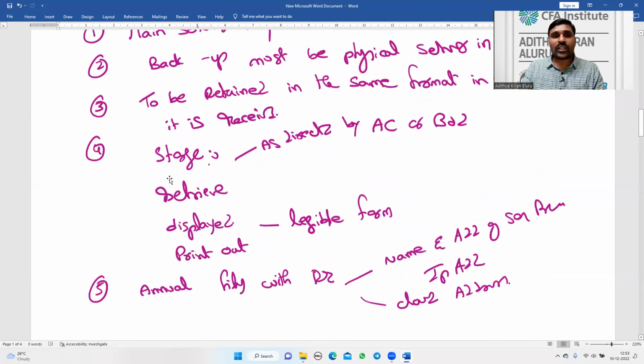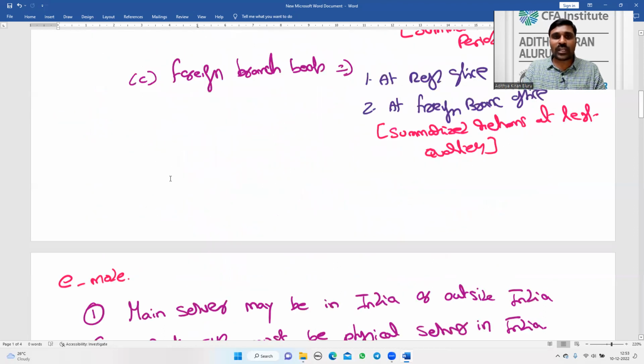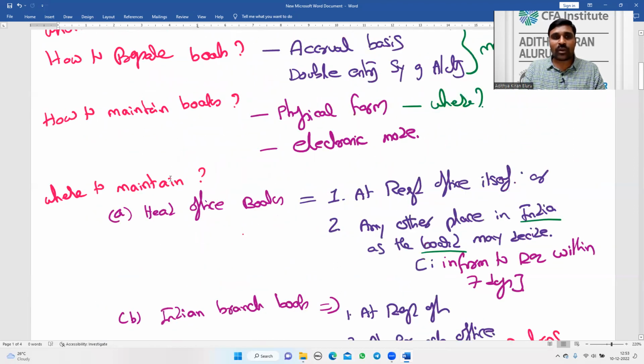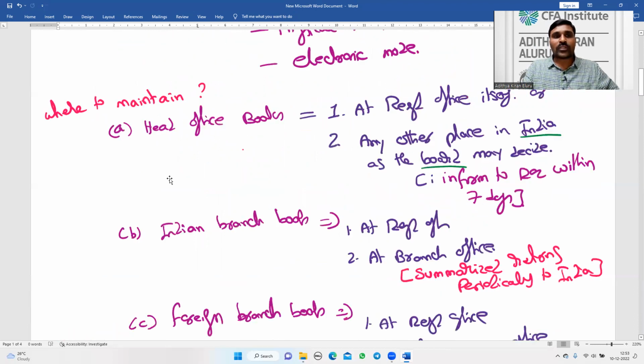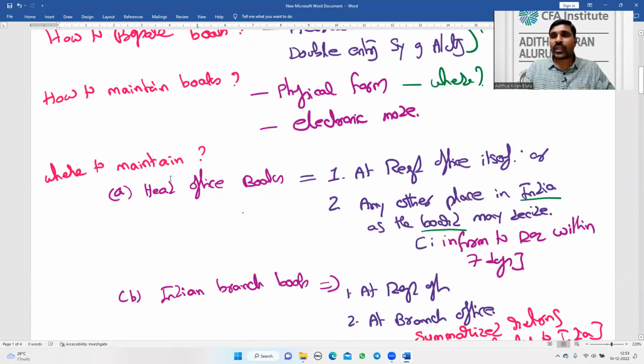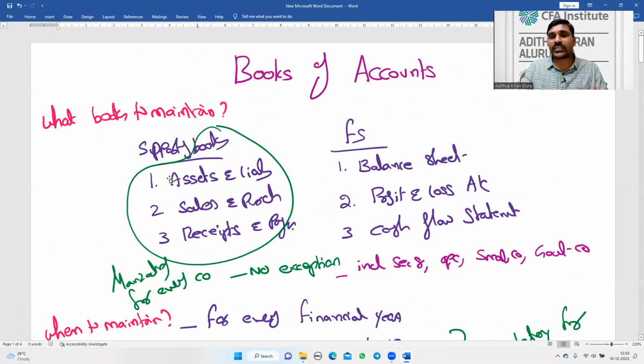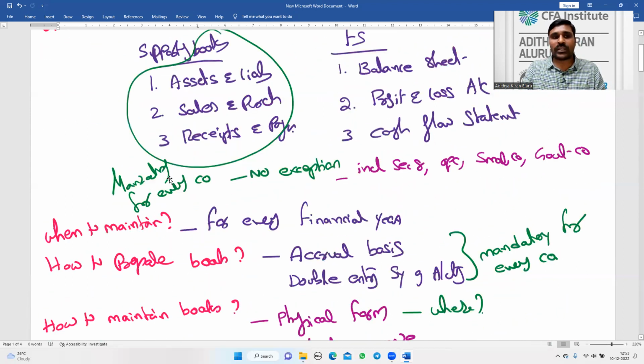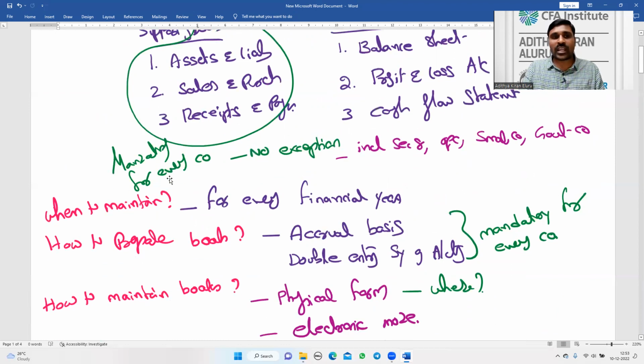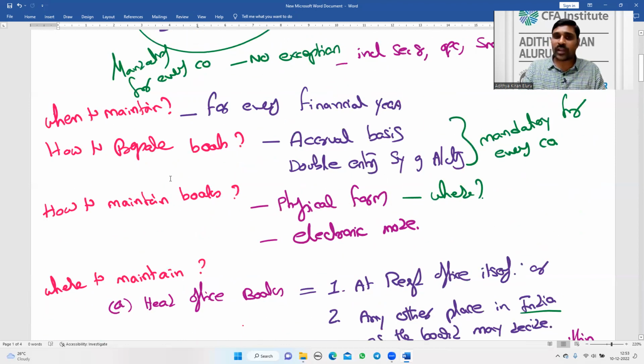Electronic mode. So when I'm maintaining books of accounts in electronic mode, these are the very important points. Electronic mode examination. So where to maintain is this point. Next question: first, what books to maintain? Assets and liabilities, sales and purchase, receipts and payments. When to maintain? For every financial year. How to prepare those books? Accrual basis and double entry system of accounting. How to maintain those books? Physical form or electronic mode.